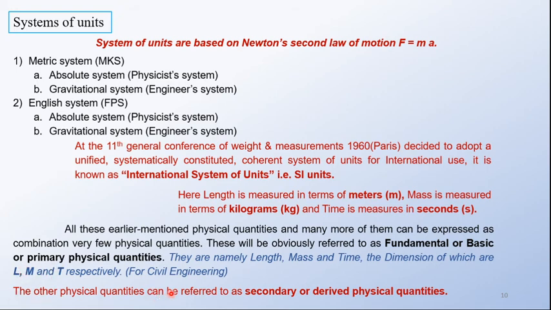The other physical quantities can be referred to as secondary or derived physical quantities. The examples are the force, kg meter per second squared. Another example would be speed, meter per second. So like that, it is a combination of fundamental or basic primary quantities, physical quantities.